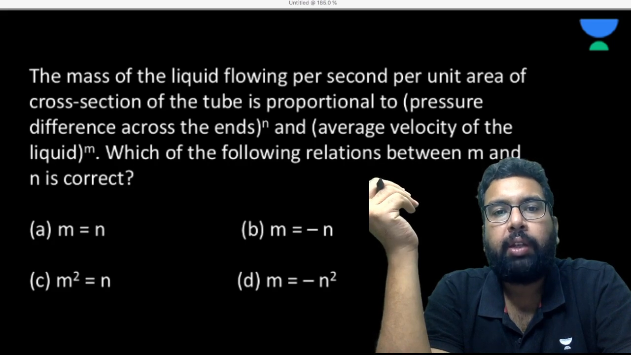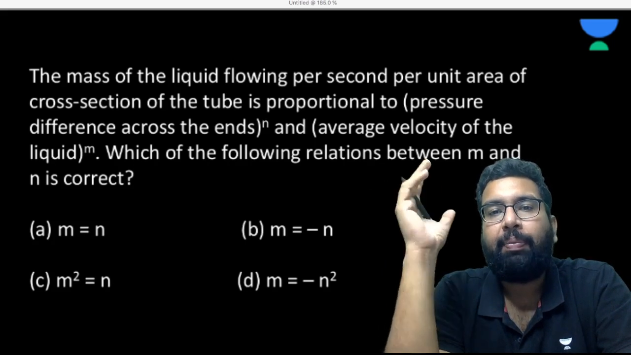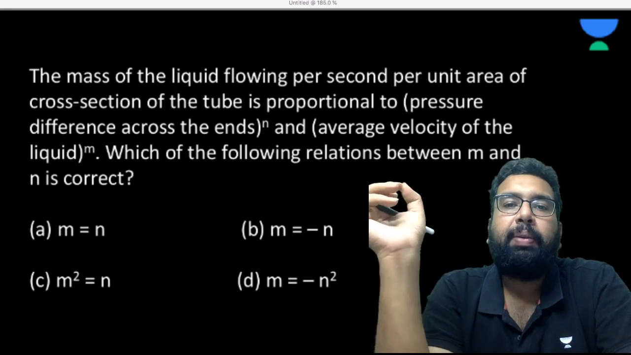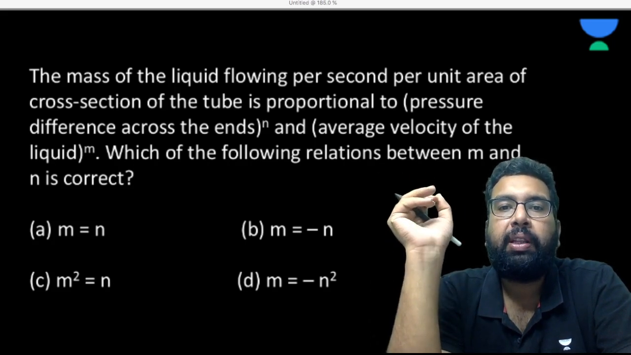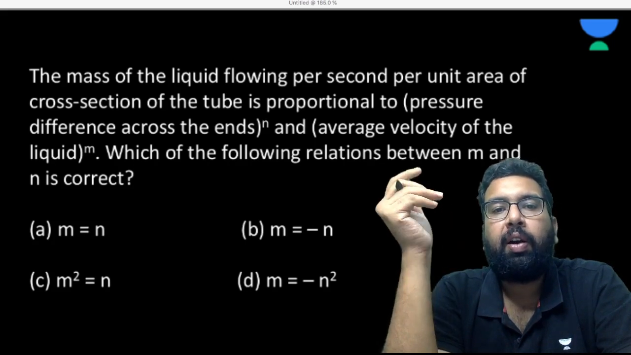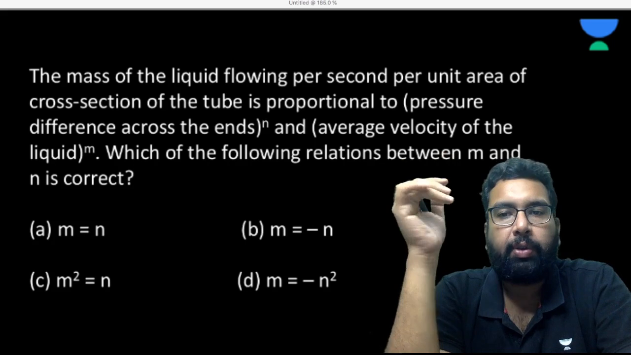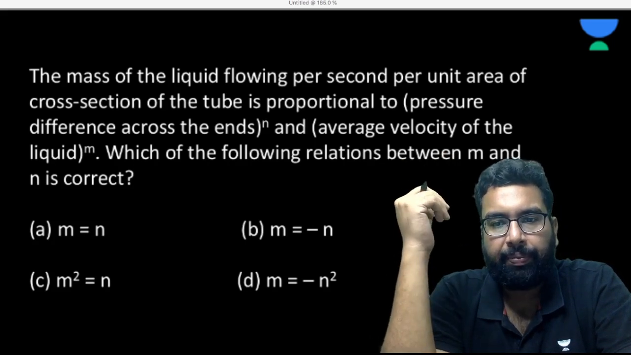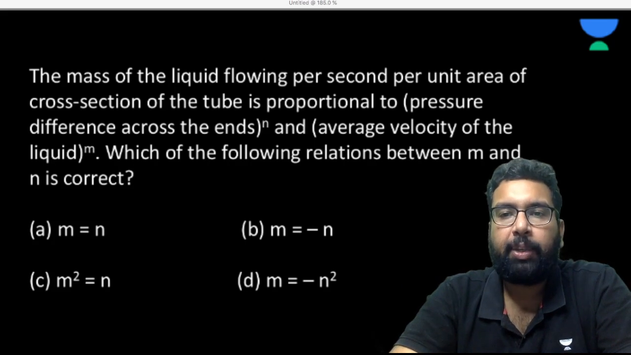So the mass of the liquid flowing per second per unit area. Please read the language. Per second per unit area of the tube is proportional to the pressure difference across the end and the average velocity of the liquid. Which of the following relations between m and n? They are given as the power. So how to do it? Very, very simple. Again, a question from dimensional homogeneity. Please solve it.